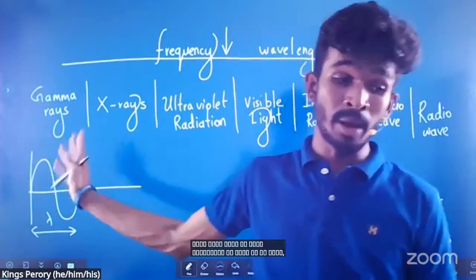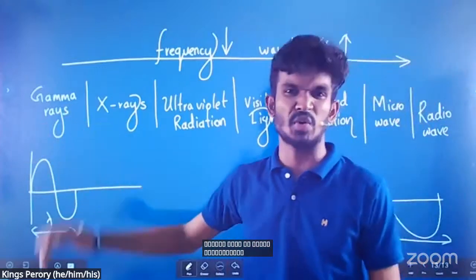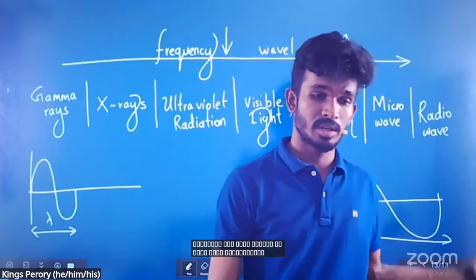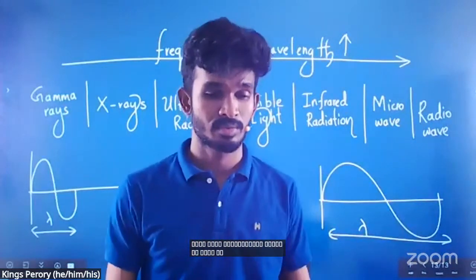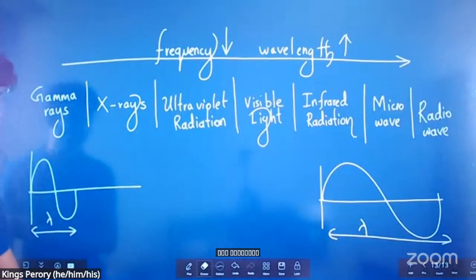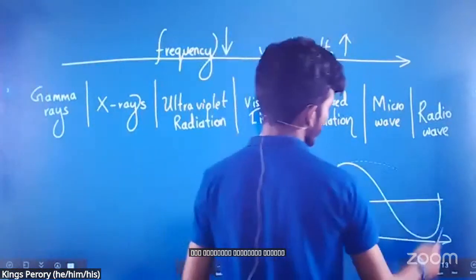Now, using gamma rays, can we send information? Wavelength is very short. You can't send information. Here you can send. Okay. So remember, wavelength will increase, frequency will decrease.